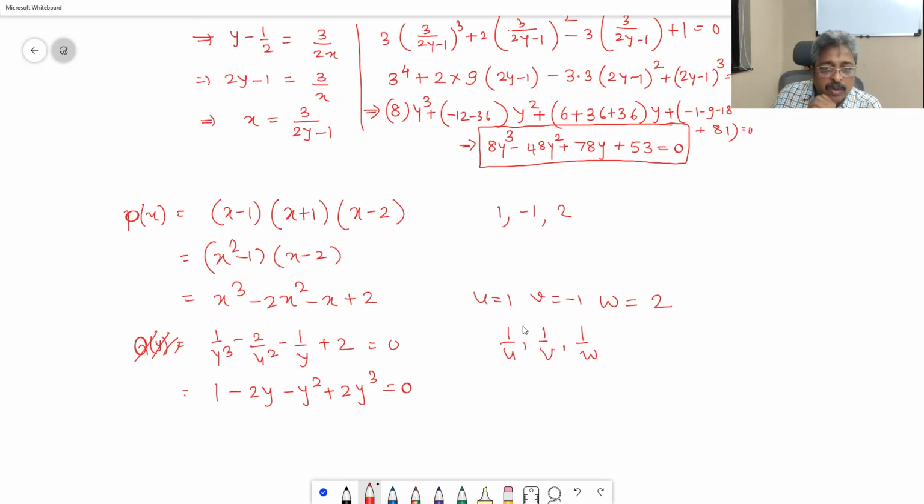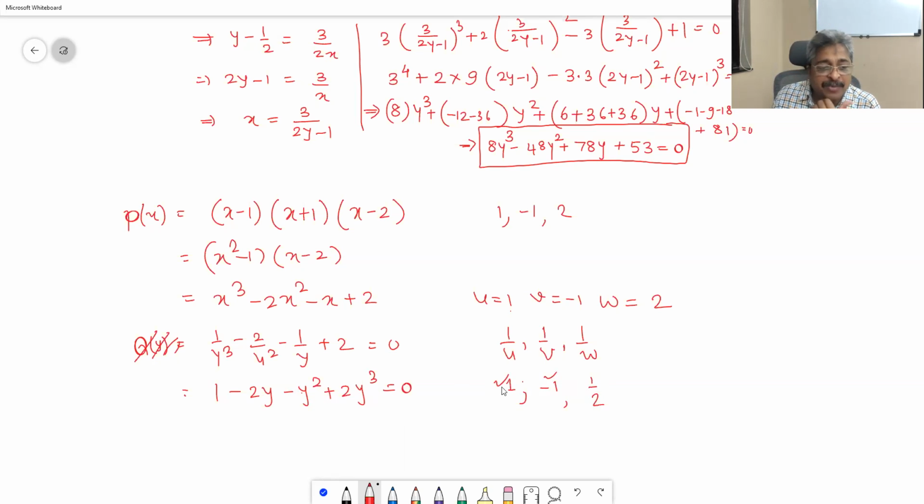Okay, so what is the reciprocal of 1? 1. So is 1 a root of this? What is 1 upon u? 1. What is 1 upon v? Minus 1. What is 1 upon w? Half. Okay, so we can see if we put y is equal to 1, this becomes 0, therefore 1 is a root. If we put y is equal to minus 1, this is minus 2, this is plus 2, 0. So these two roots are anyway there.